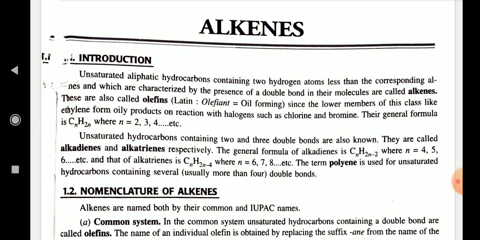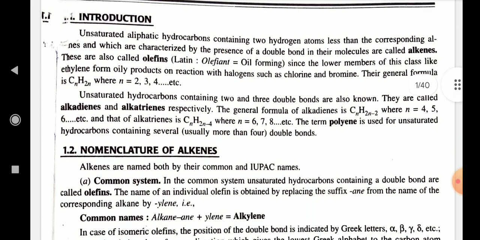Unsaturated aliphatic hydrocarbons containing two hydrogen atoms less than the corresponding alkanes and which are characterized by the presence of a double bond in their molecules are called alkenes. These are also called olefins, since the lower member of this class, like ethylene, form oily products on reaction with halogens such as chlorine and bromine. Their general formula is CnH2n, where n is equal to 2, 3, 4, etc.